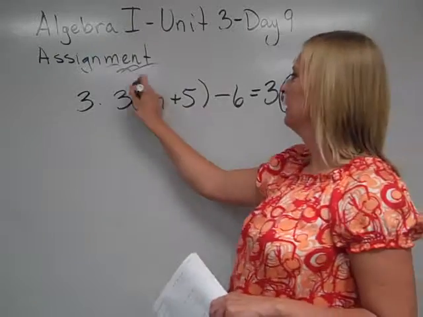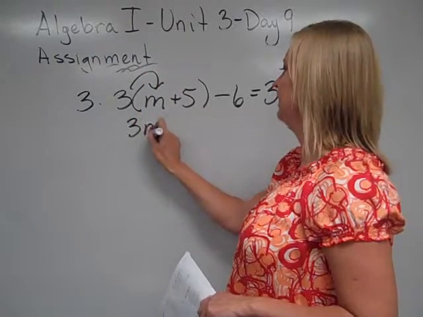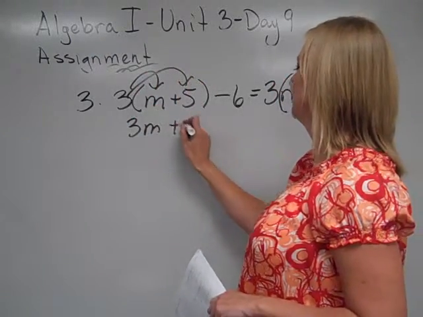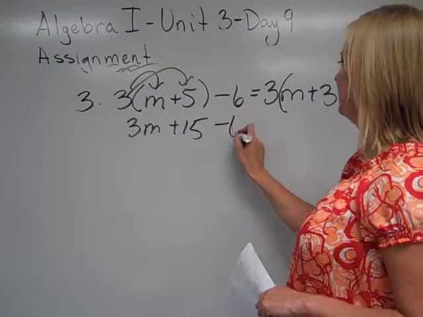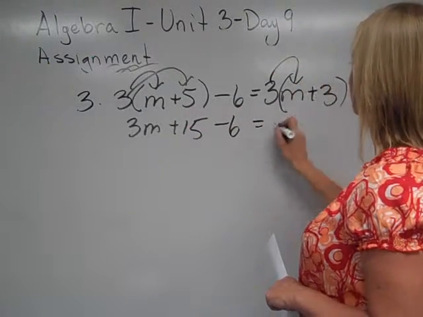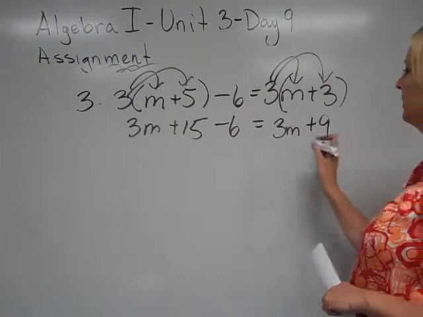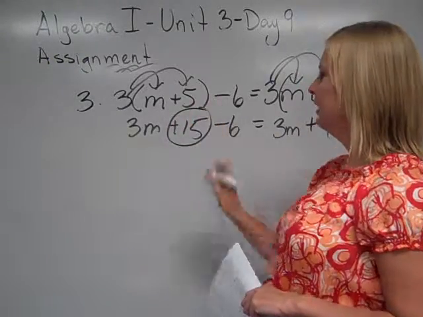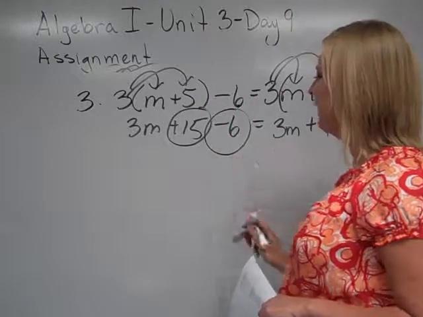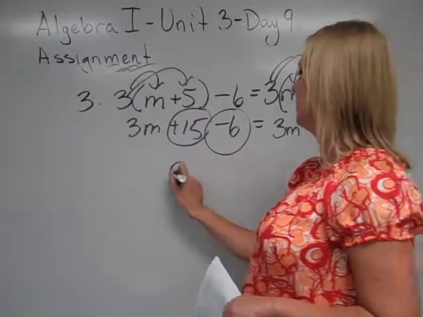All right, 3 times m is 3m. 3 times 5 is positive 15. Minus 6 equals 3 times m is 3m. 3 times 3 is plus 9. Combining like terms, positive 15 minus 6 is a positive 9.